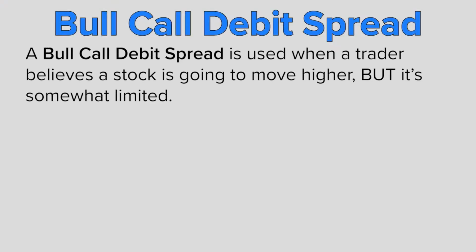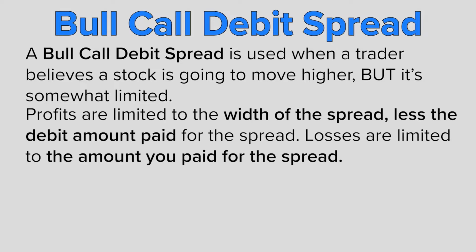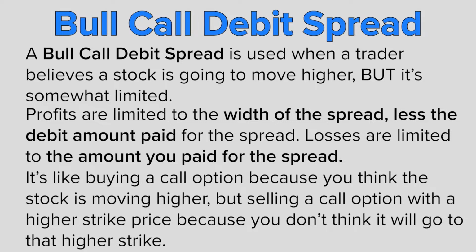A bull call spread, or a bull call debit spread, is used when a trader believes a stock is going to move higher, but somewhat limited. Profits are limited to the width of the spread less the debit amount paid for the spread, and losses are limited to the amount that you pay for the spread. Think of it as buying a call option because you think a stock is moving higher, but then selling a call option with a higher strike price because you don't believe the stock is going to move to that higher strike.